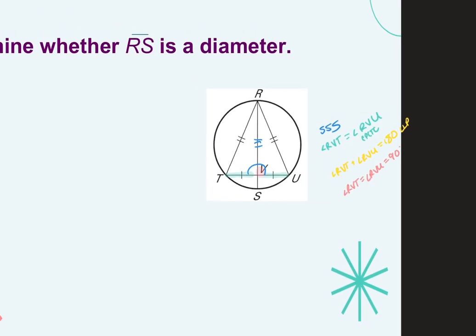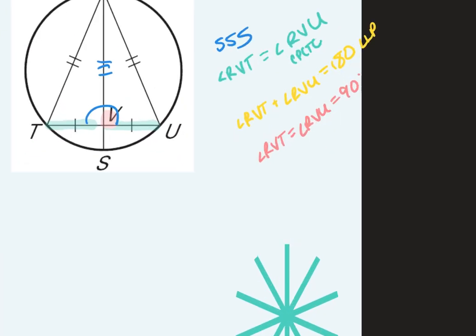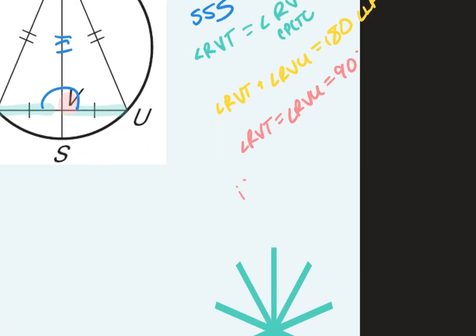which then makes these congruent, because if a chord is the perpendicular bisector of another chord, then it's the diameter.